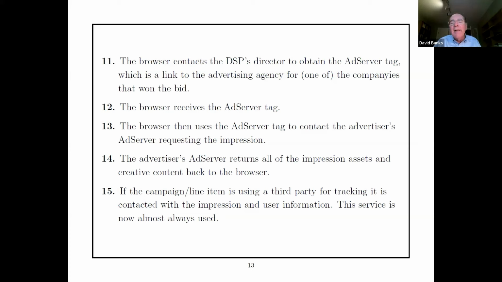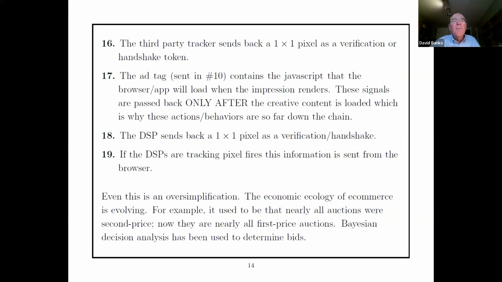Almost always there's a third party that is contacted to verify that in fact the ad actually was shown as CNN has promised. The third party sends back a handshake. The ad tag contains the JavaScript that the browser app will load when the impression renders. And this happens fairly late in the process because it's not important for the immediate exchange. And then there are two handshakes that verify that everything happened the way it's supposed to be.